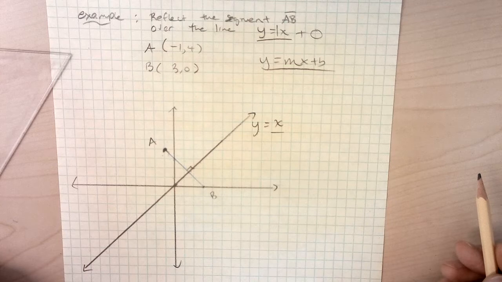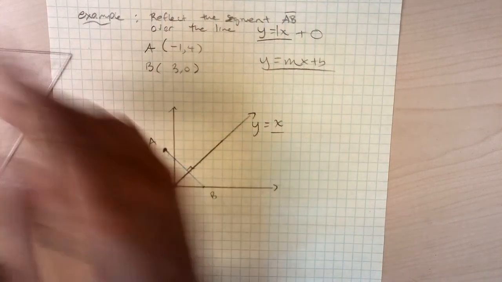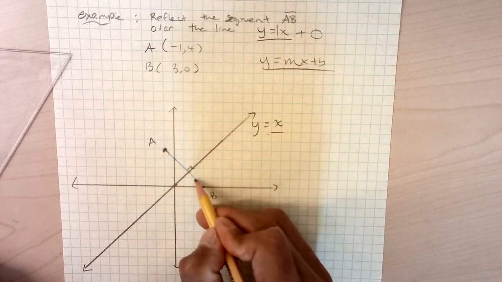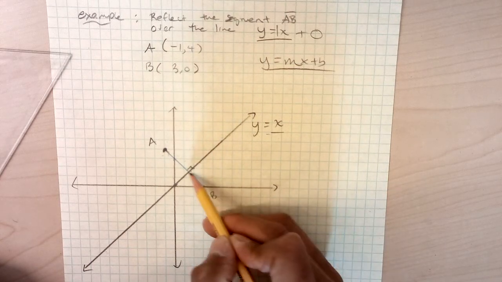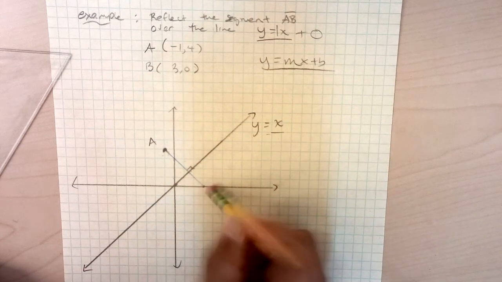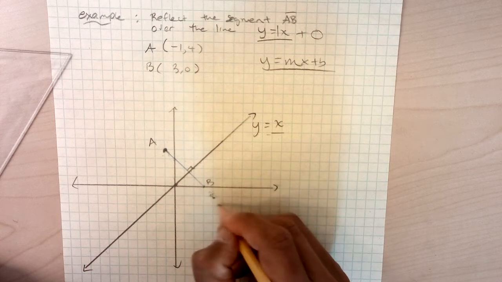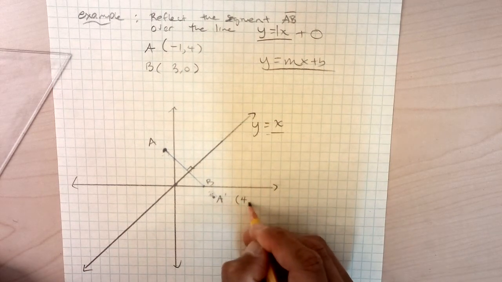But the easiest way to think about it, in my opinion, is it's 2.5 diagonal segments above the line y equals x. So if I go 2.5 diagonal segments below the line y equals x, here's half, here's 1, here's 2. That would be the coordinates of A prime. So here's A prime, and the coordinates of A prime are 4, negative 1.